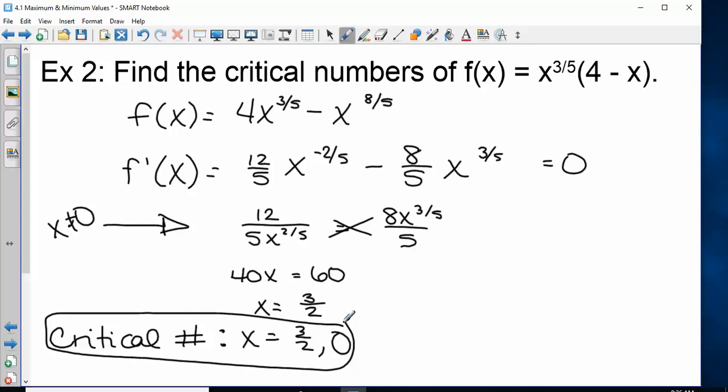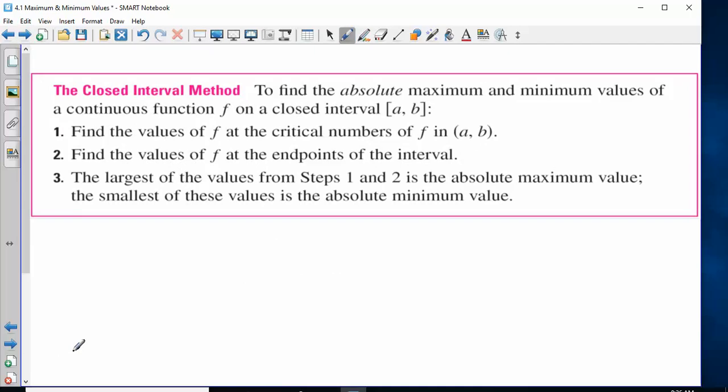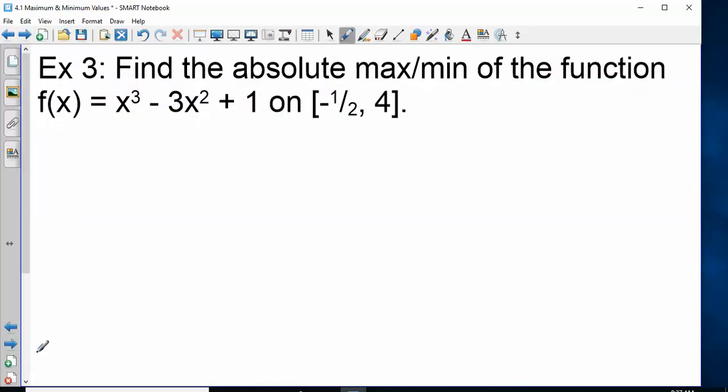So now we're just going to find maxes and mins. So what we will do is find our critical numbers. Then we will plug those critical numbers and the endpoints back into the original equation. Whichever one gives us the highest value is your absolute max. Whichever one gives us the lowest value is the absolute min. So we find the critical numbers, and then we're going to test them. So let's find the absolute max and min of this function on the interval -1/2 to 4.